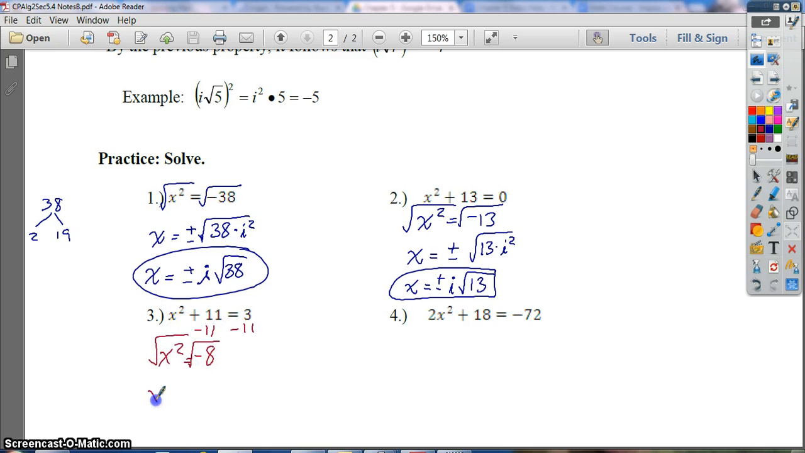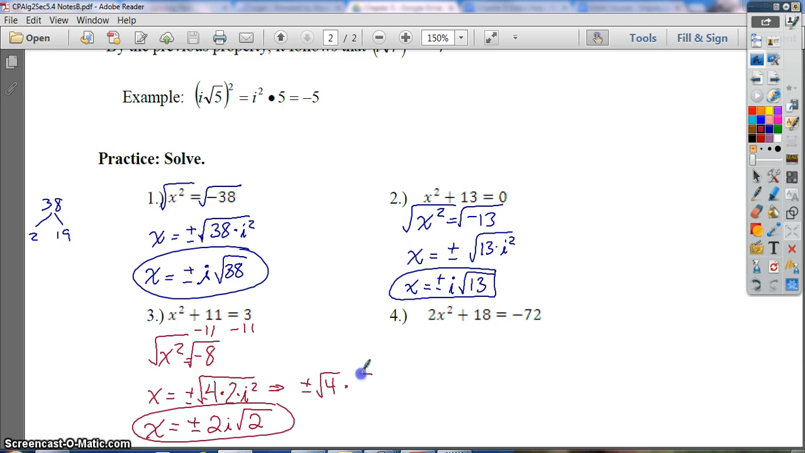Square root. This is a good one to look at now. This is plus or minus the square root of 4 times 2 times i squared. So, plus or minus, the square root of 4 is 2. The square root of this is i. I cannot take the square root of 2, so it stays underneath. So if you wanted to step in between here, this is what it would look like. Square root of 4, square root of i squared, square root of 2. Break them down separately. Square root of 4 is 2. Square root of i squared is i. This guy you can't break down, so he stays.